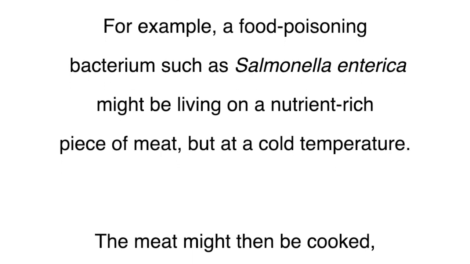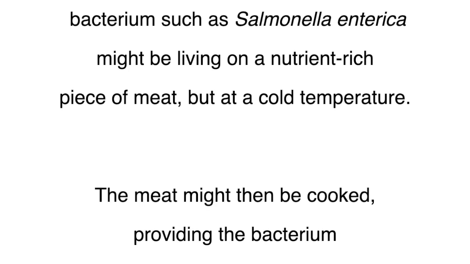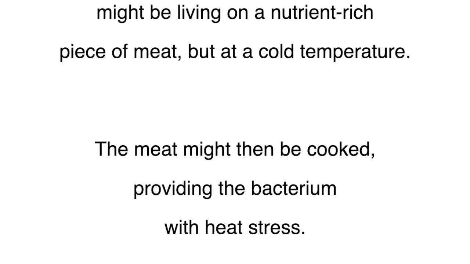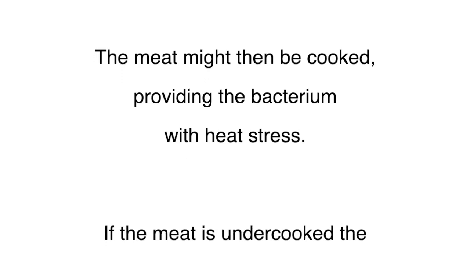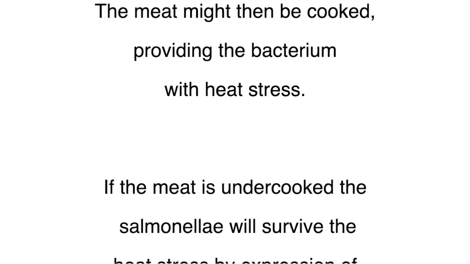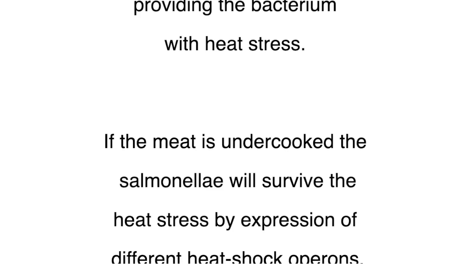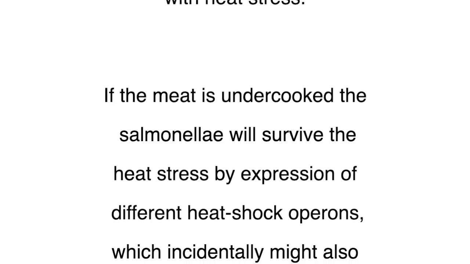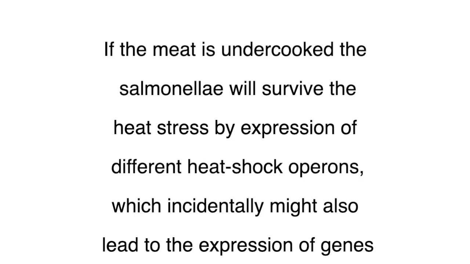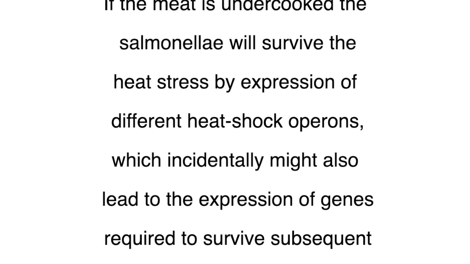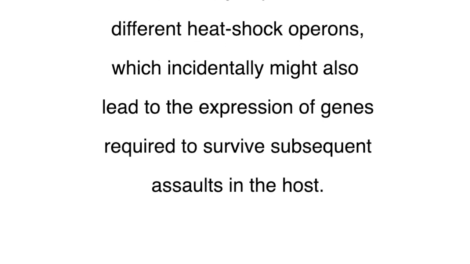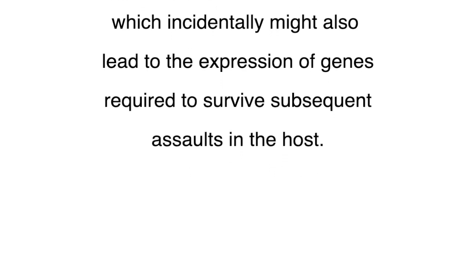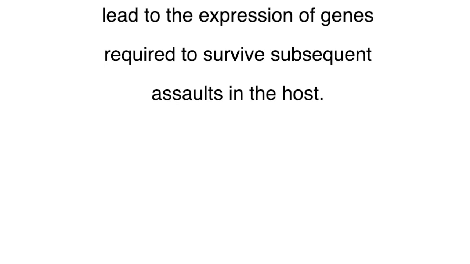For example, a food poisoning bacterium such as Salmonella enterica might be living on a nutrient rich piece of meat, but at a cold temperature. The meat might then be cooked, providing the bacterium with heat stress. If the meat is undercooked, the Salmonella will survive the heat stress by expression of different heat shock operons, which incidentally might also lead to the expression of genes required to survive subsequent assaults in the host.